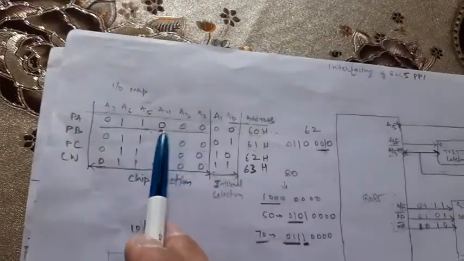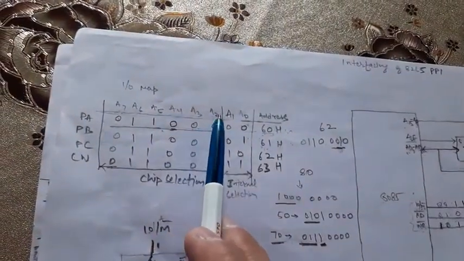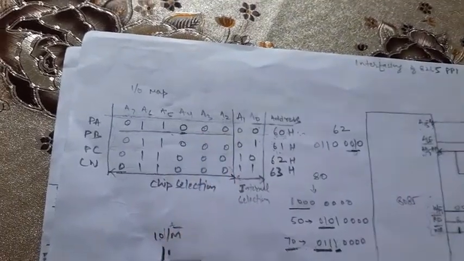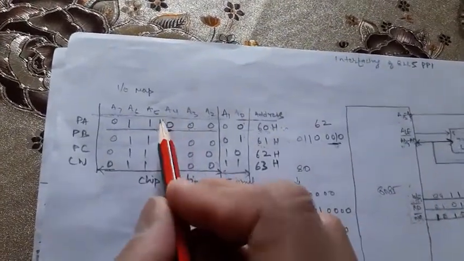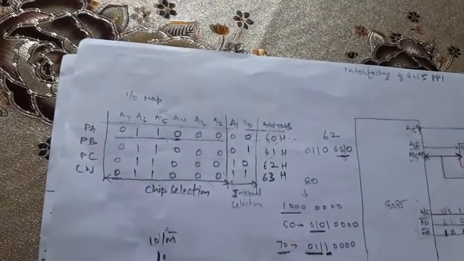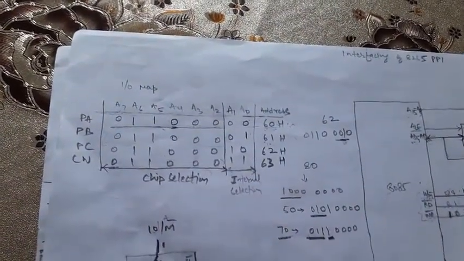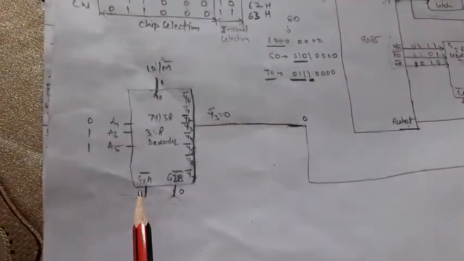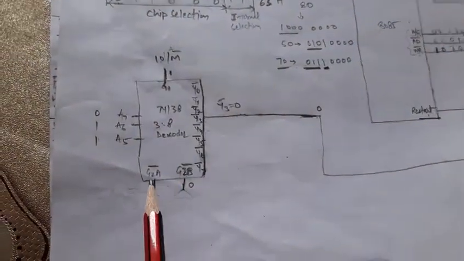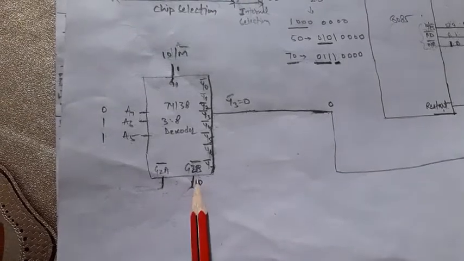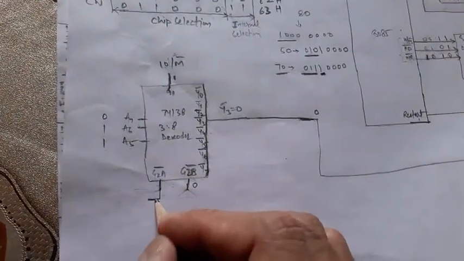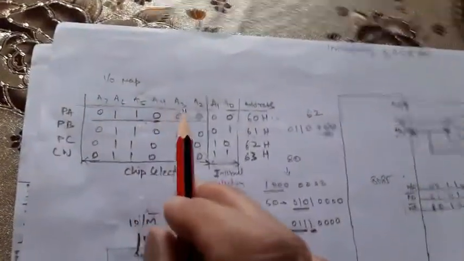So what is the value of A4? A4 is 0, A3 is 0, A2 is 0. So we will use these bits also. A4 and A3 are 0. We will connect these to the enable signals. G2A bar and G2B bar are the enable signals of this decoder. So I will connect this G2A bar with A4, A3 and A2.